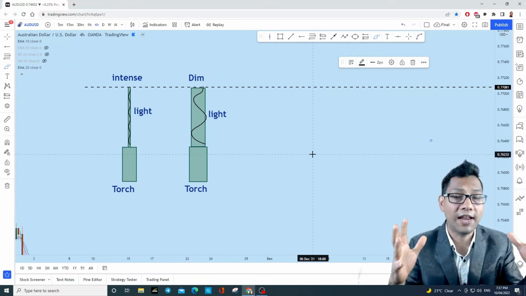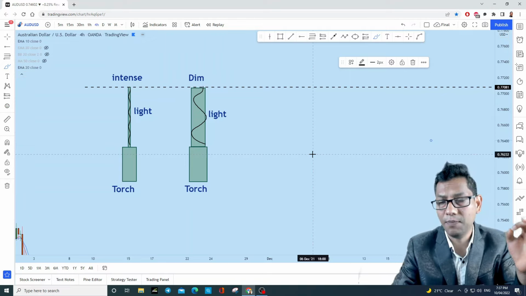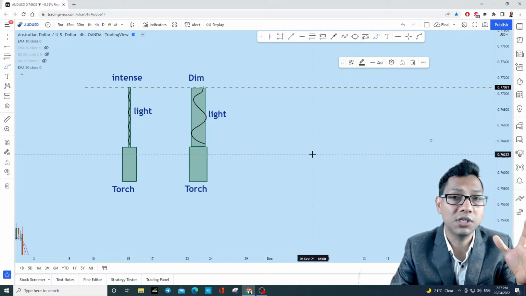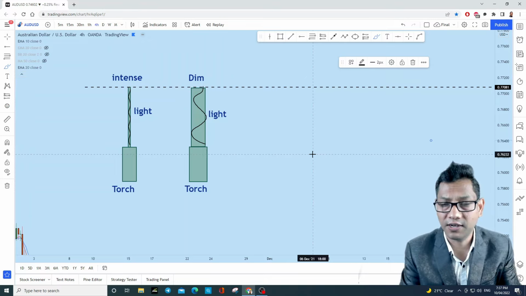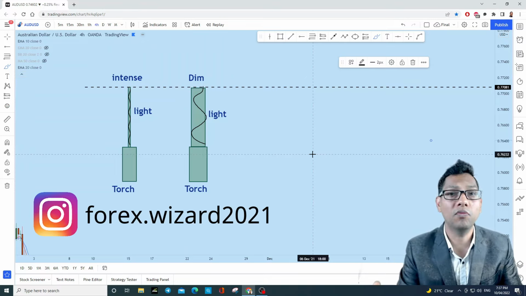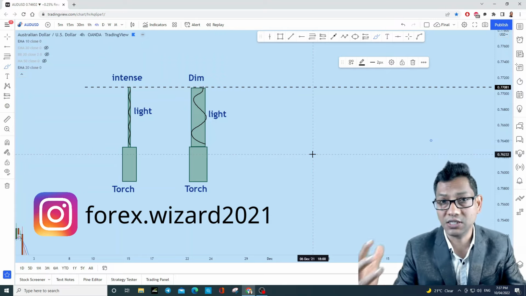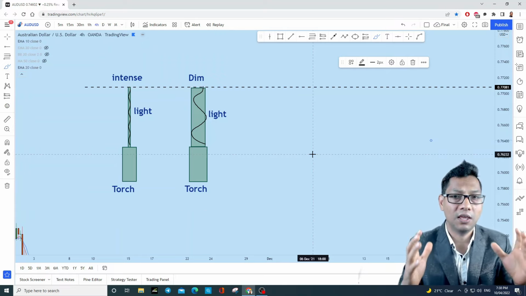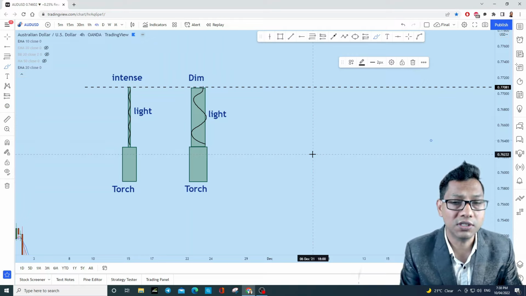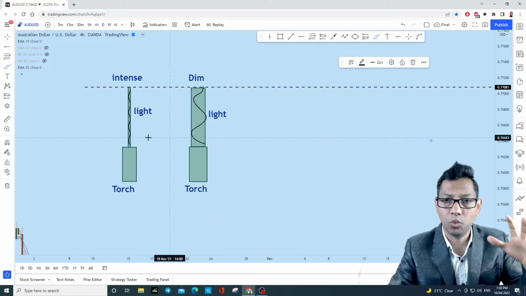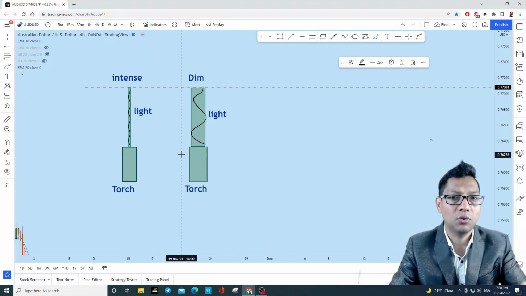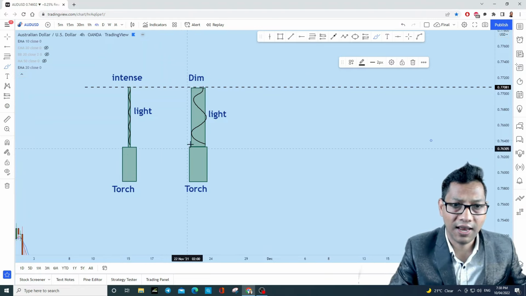Now, before I go to the actual lesson, let me debunk a misconception that most traders have. Most traders believe that they need more confluences, that more confluences is better. But to me, less confluence is better. Now why? Let me explain with this analogy, then we will go to the actual lesson.